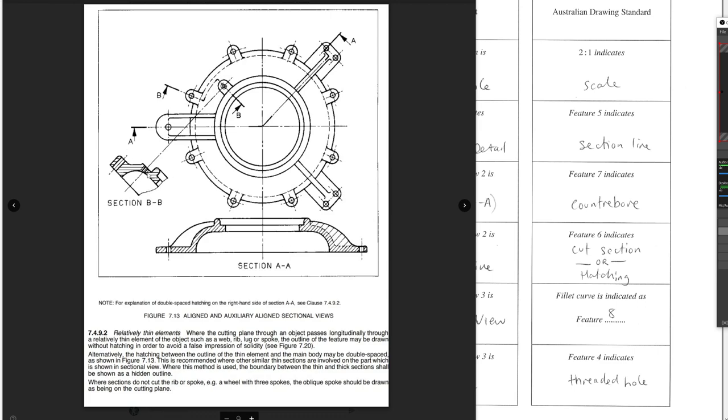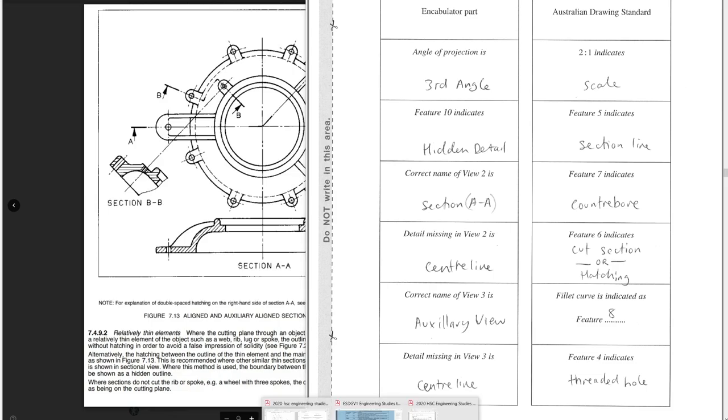So the Australian Standard does talk about auxiliary views. And this is where we have aligned and auxiliary aligned section views. So we do discuss it, but I could see that if you didn't write auxiliary view, you're certainly not alone, I think. So we'll go back to the answers and the question.